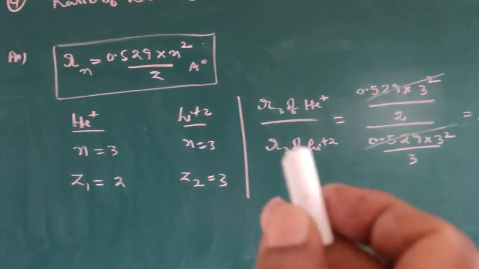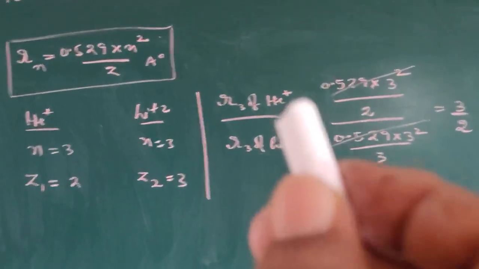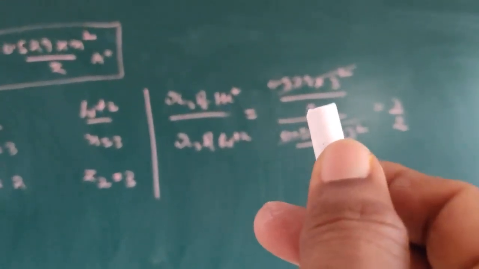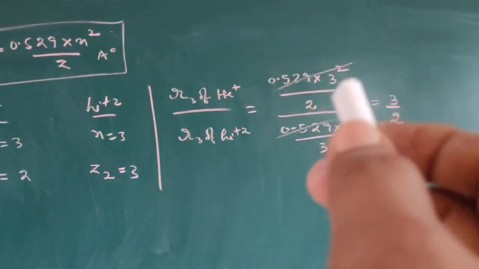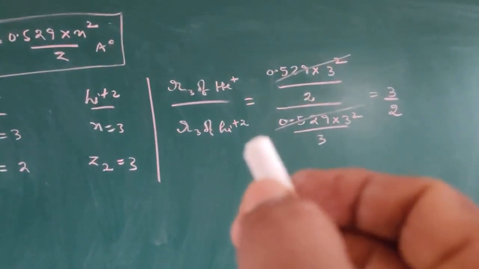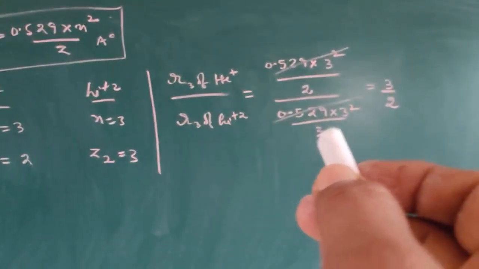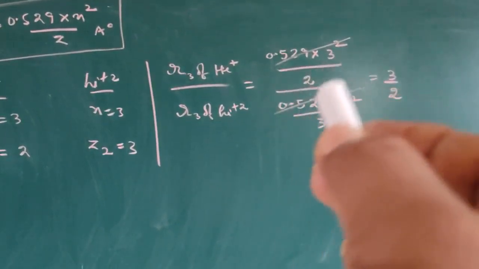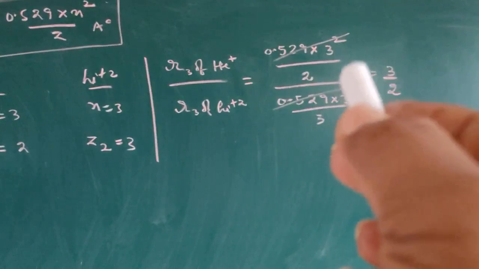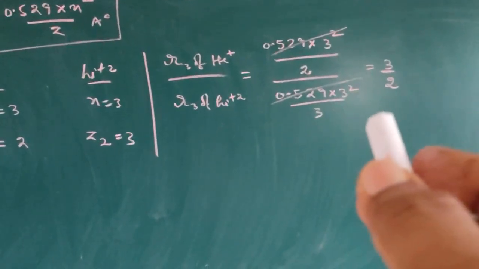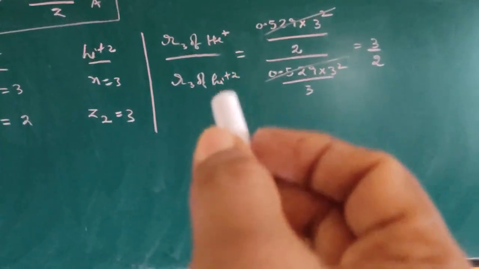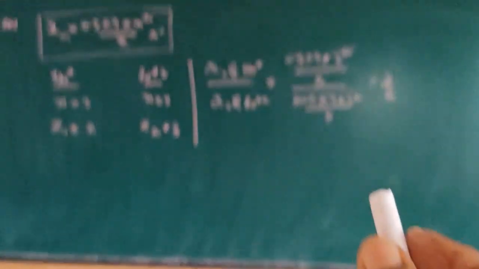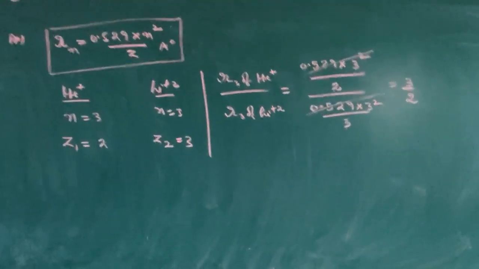So here for the ratio of the third orbit of helium plus and the third orbit of Li plus 2, you can write the formula values. So 0.529 into 3 square by 2, as helium Z value is 2. For lithium 0.529 into 3 square by 3, because for lithium Z is equal to 3. In the numerator, 0.529 into 3 square is the same in both cases. So we get 3 by 2 as the ratio. Once again, the ratio of radii of helium plus and Li plus 2 for the third orbit is equal to 3 by 2. Check once again.